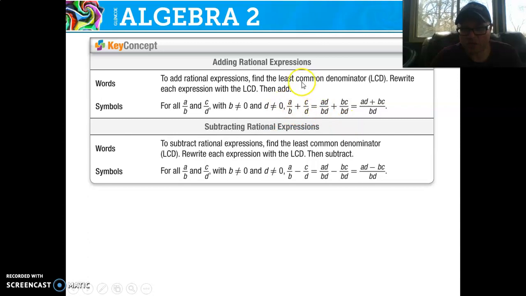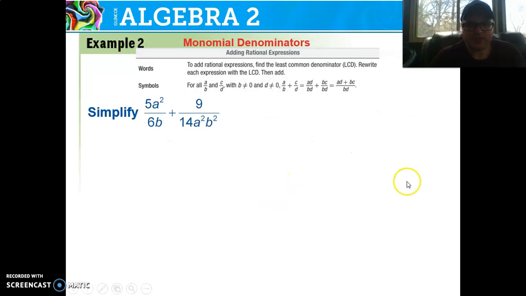I'm going to show you a little bit of a shortcut that I call the butterfly method, which is what somebody called it, for whenever we're adding and subtracting rational expressions. Okay, so let's start with this first example: 5a squared over 6b plus 9 over 14a squared b squared.